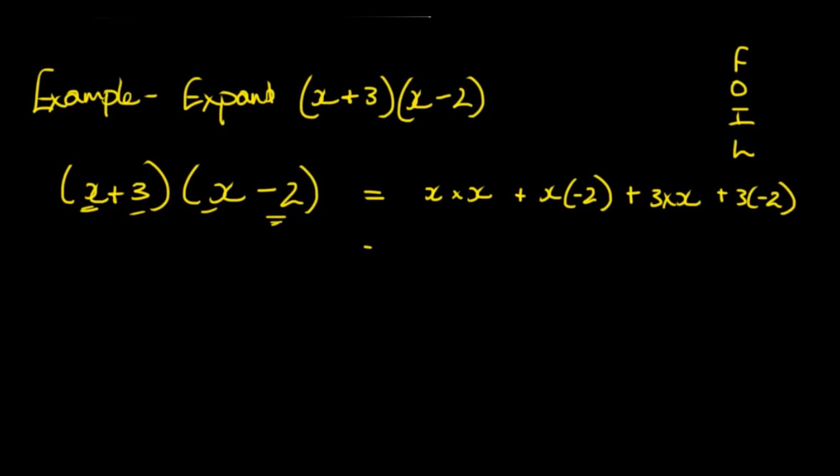Now we can simplify. x times x is x squared. x times negative 2 would be negative 2x. 3 times x is just 3x. And 3 times negative 2 would be negative 6. So we're on our way. There's one thing though. Notice that we have 2 x terms: negative 2x and 3x. So we can simplify that, because negative 2x plus 3x is just going to give us x, because that's the same thing as saying 3x minus 2x. So our final result would be x squared plus x minus 6.